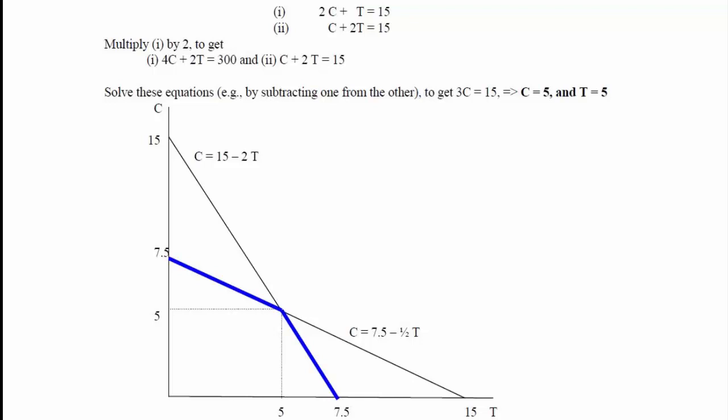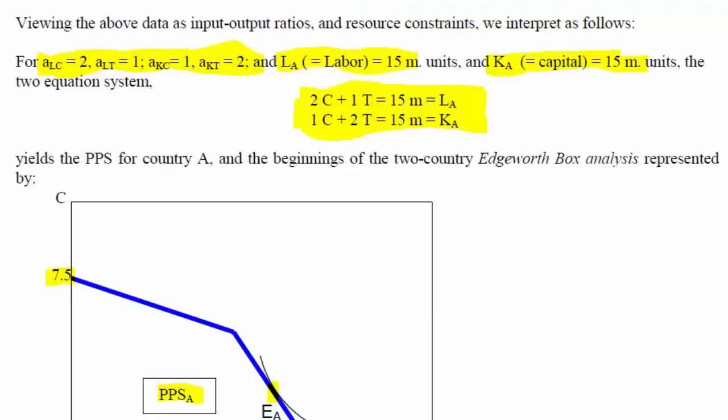The problem we're looking at right now is the same as the very first problem we started with: X plus 2Y equals 15 and Y plus 2X equals 15, except we've changed the labels to C and T. And now we are looking again at the coefficients to interpret what they mean. ALC equals 2 and ALT equals 1. AKC equals 1 and AKT equals 2. L equals 15 million. K equals 15 million. And that is the setup for this problem.